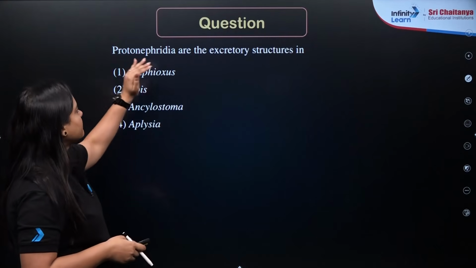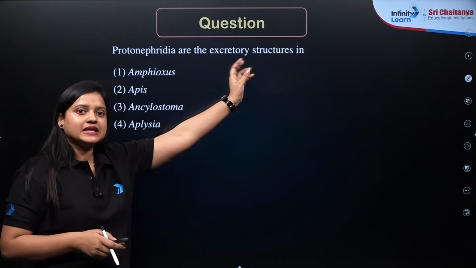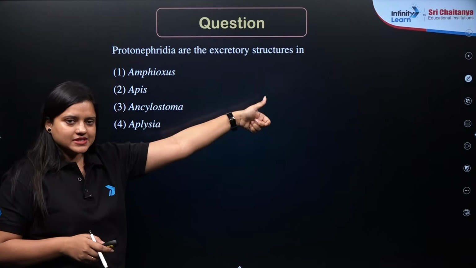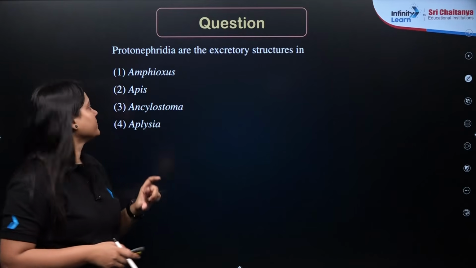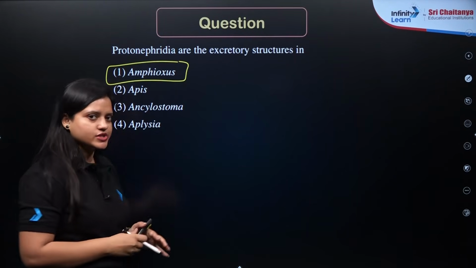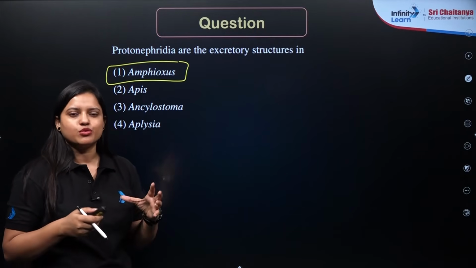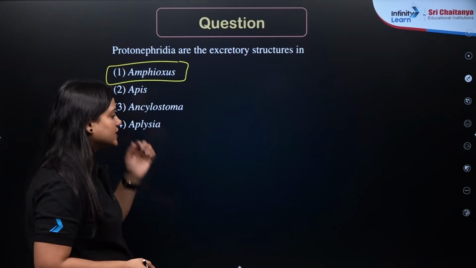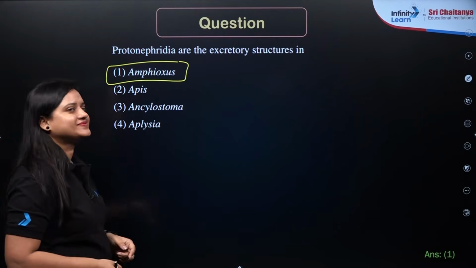Next, protonephridia are the excretory structures in. So not only in flatworms, it is also there in cephalochordata. So here we have one example of cephalochordata, that is Amphioxus, also termed as Branchiostoma or lancelet. So here the answer should be 1.